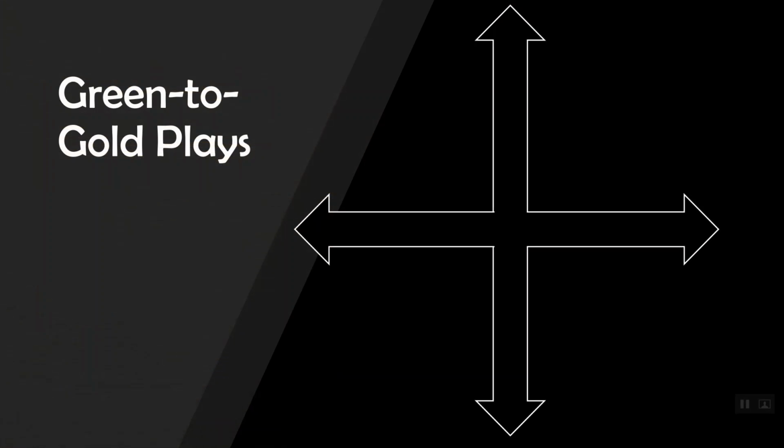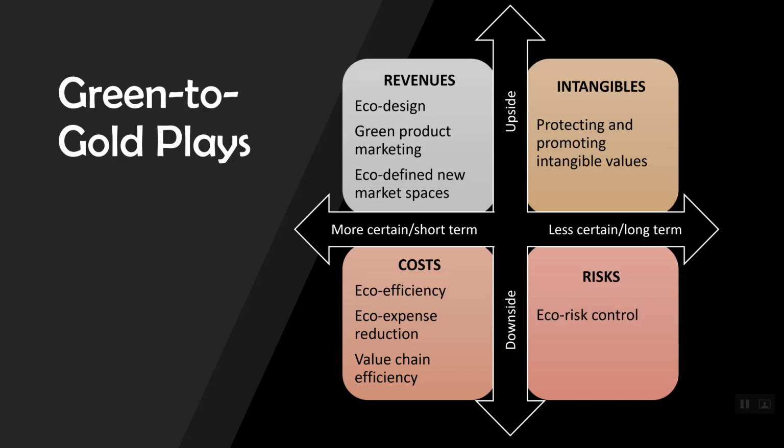There are 8 possible green to gold plays that Esty and Winston identify. They range from more certain, short-term ideas, to less certain, longer-term ideas. The ideas examine the downside of the equation, that is, the part of the business that happens before the product gets to the consumer, and the upside of the equation, that is, the consumer and post-consumer side. There are a myriad of strategic options in each one of the 4 areas to reduce impact and risks and increase revenues and reputation. Esty and Winston identified 8, and we're going to take a look at each one.